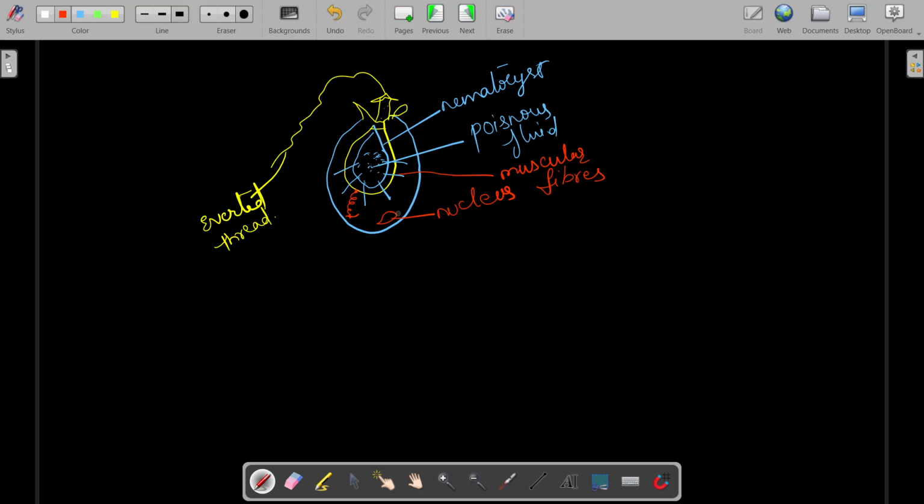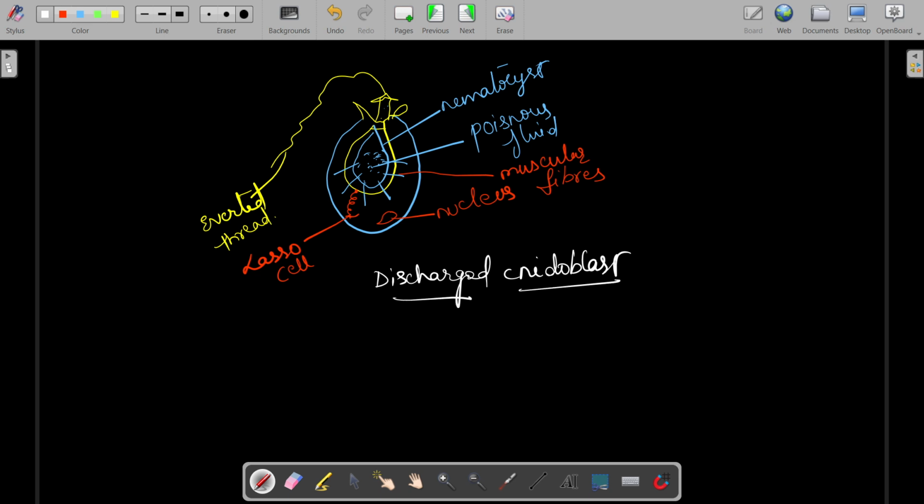They support the nematocyst, and this is the lasso cell. This keeps the nematocyst in its position. This is a discharged cnidoblast. This is the cnidocyte cell. The action of this cnidoblast protects the hydra from the enemy.